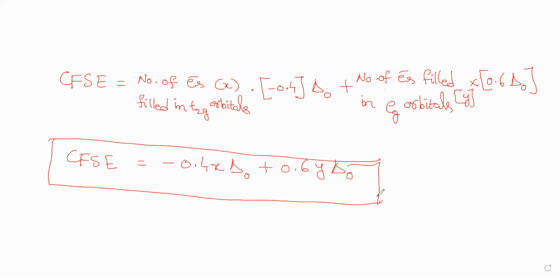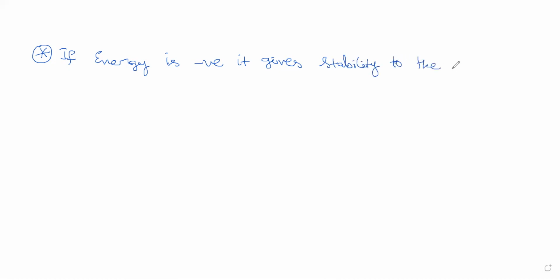Okay, sir. Now, you have to remember certain things, like one of the fundamental aspects: if energy is negative, it gives stability to the system. Stability to the system, very important. If the energy is negative, it gives stability to the system. That means you see that negative point for delta naught.